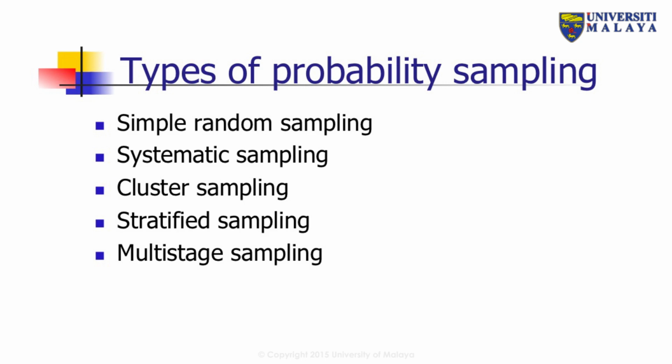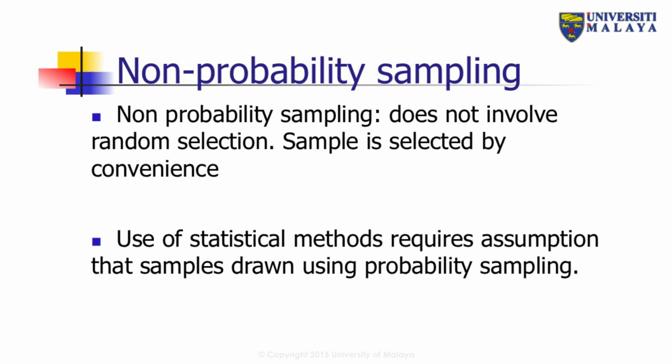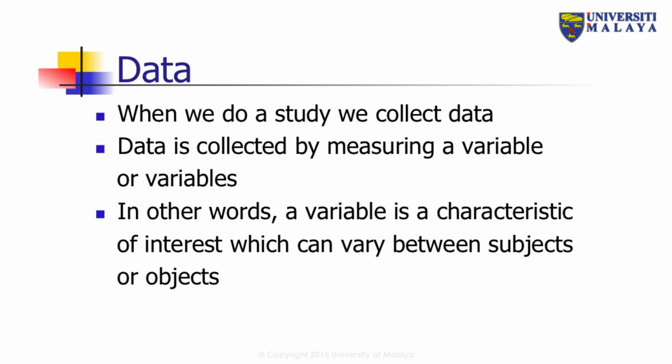Non-probability sampling, on the other hand, does not involve random selection, and usually the sample is selected by convenience. This is the major difference between non-probability and probability sampling. Bear in mind that in theory, the use of statistical methods for analysis requires the assumption that samples are drawn using probability sampling. Now that we have selected a sample, we need to collect data from the sample.